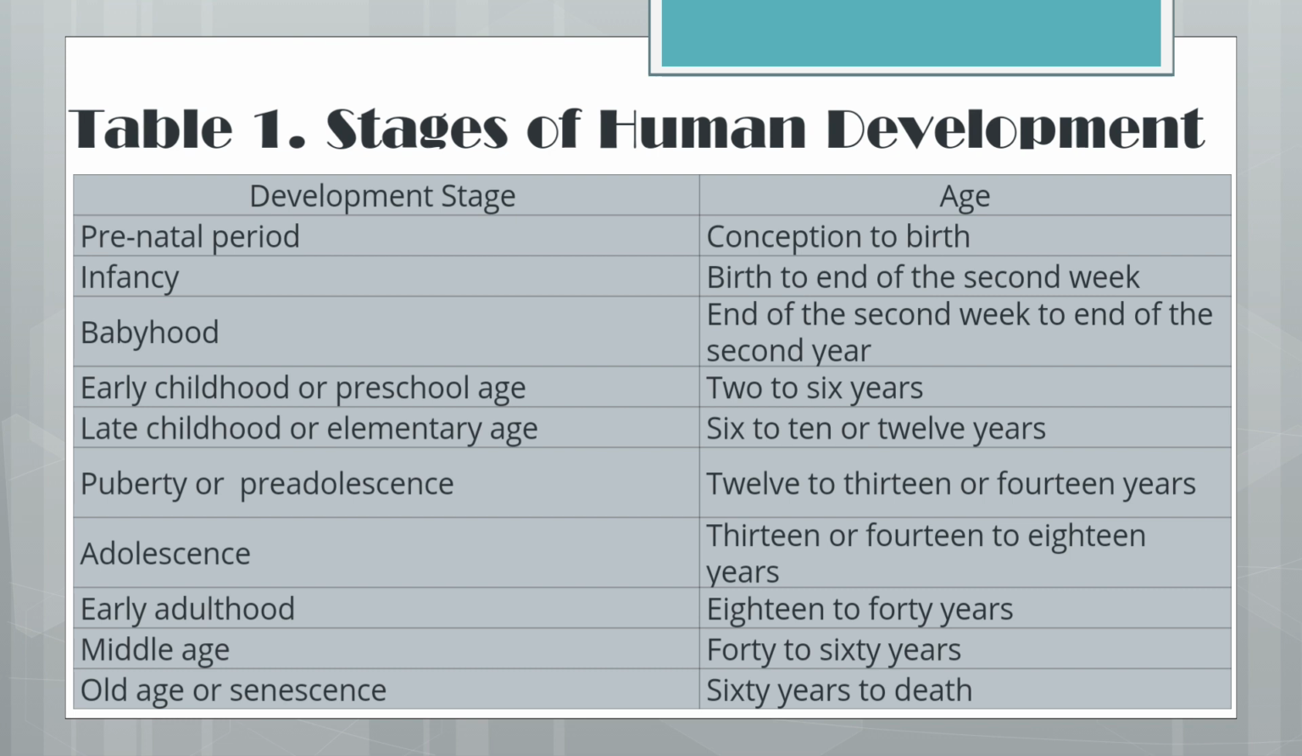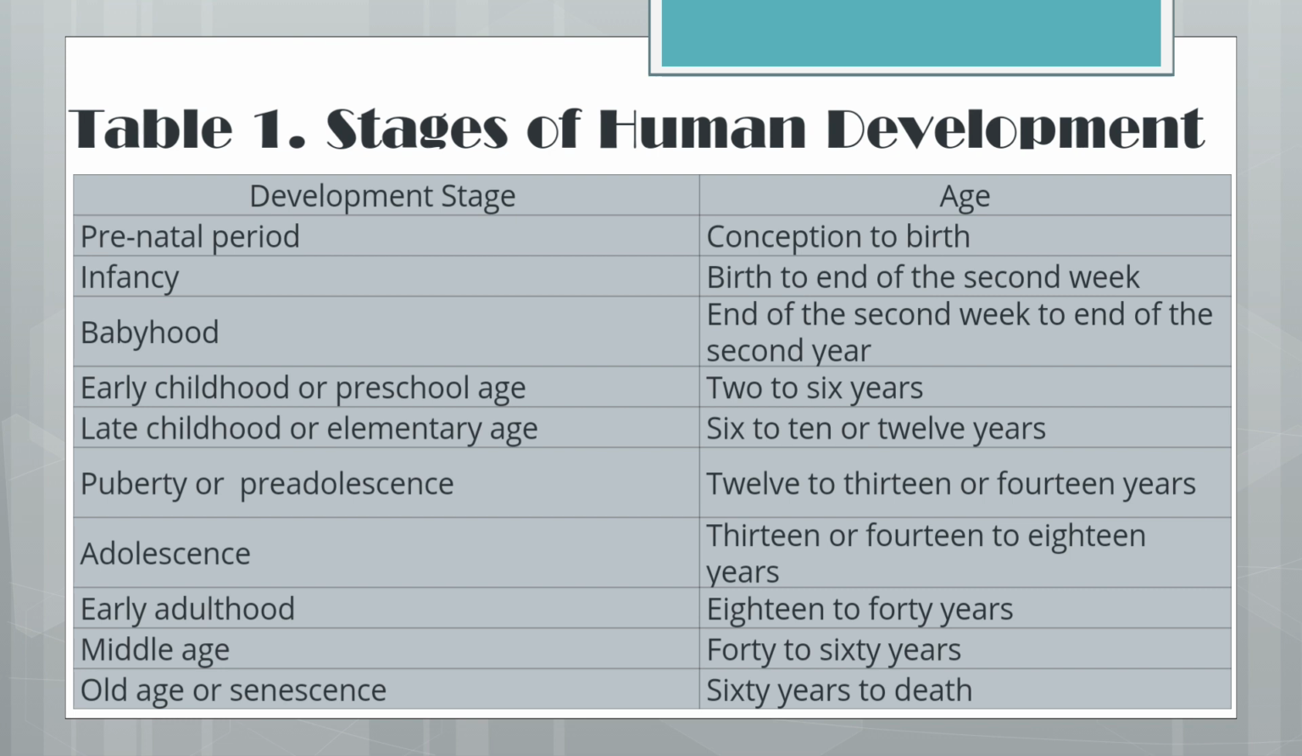Now, the fourth stage will be early childhood or preschool age, and that is 2 years to 6 years old. This is the time where this child actually starts preschooling. Next will be late childhood or elementary age, and that is 6 to 10 or 12 years old, wherein the child is already in his or her elementary days.